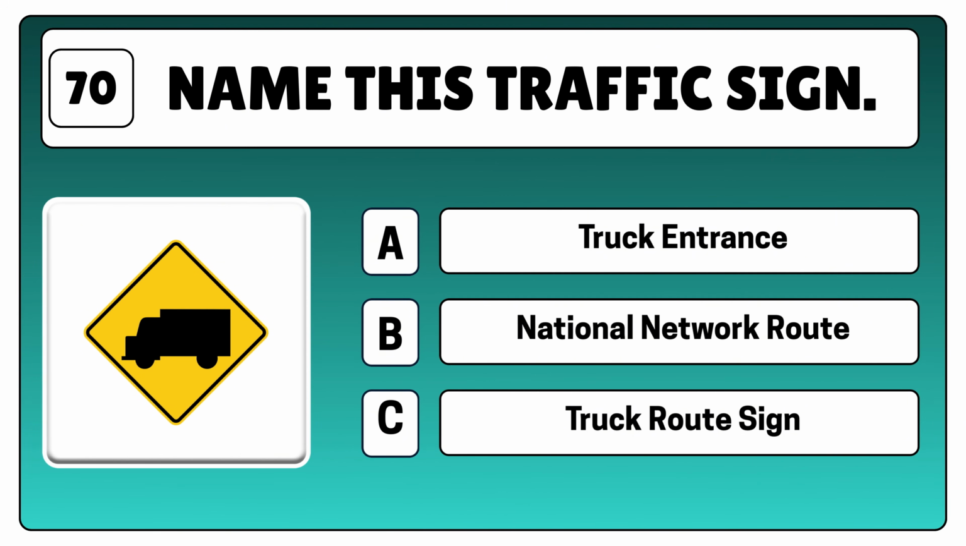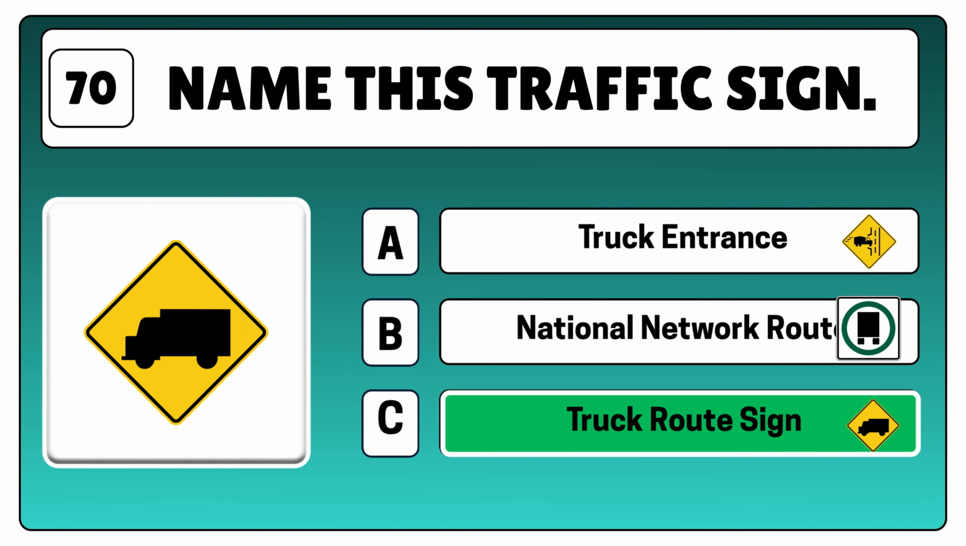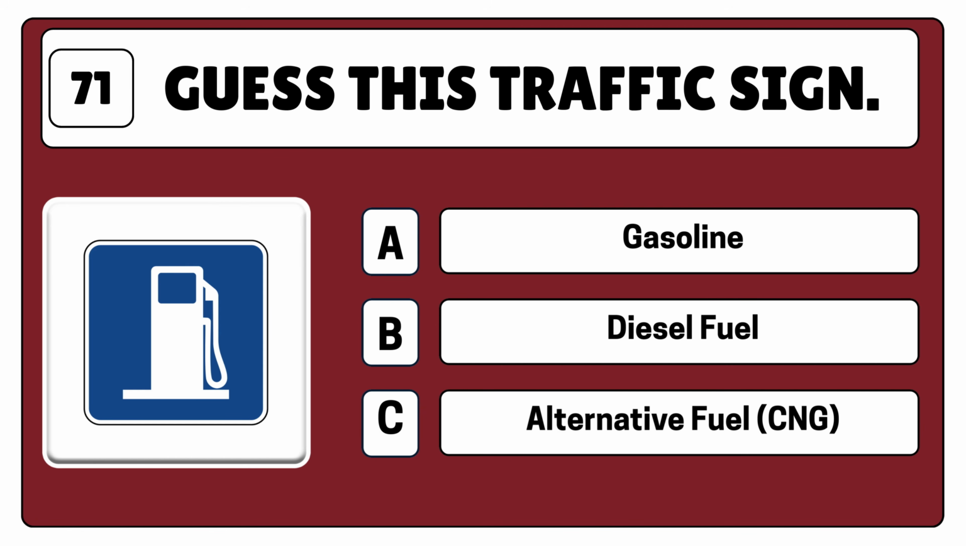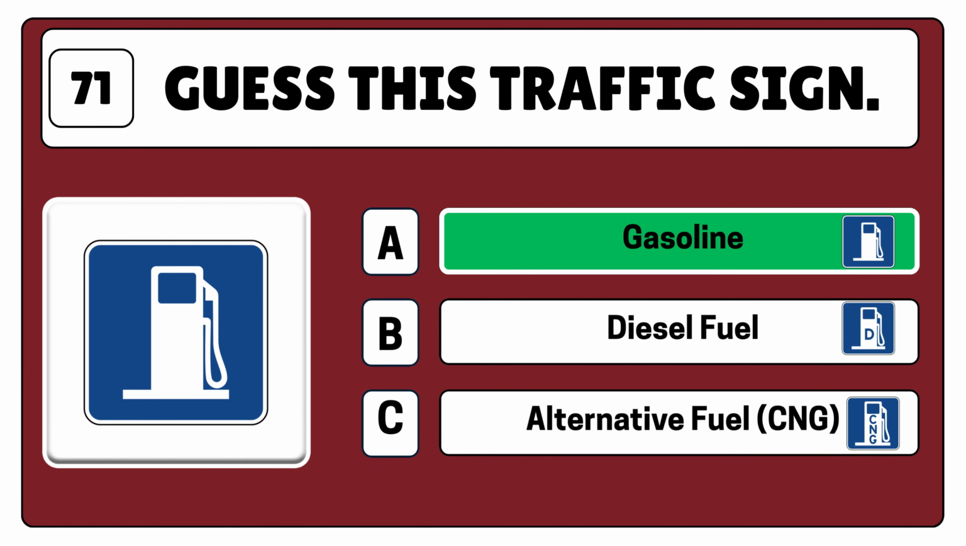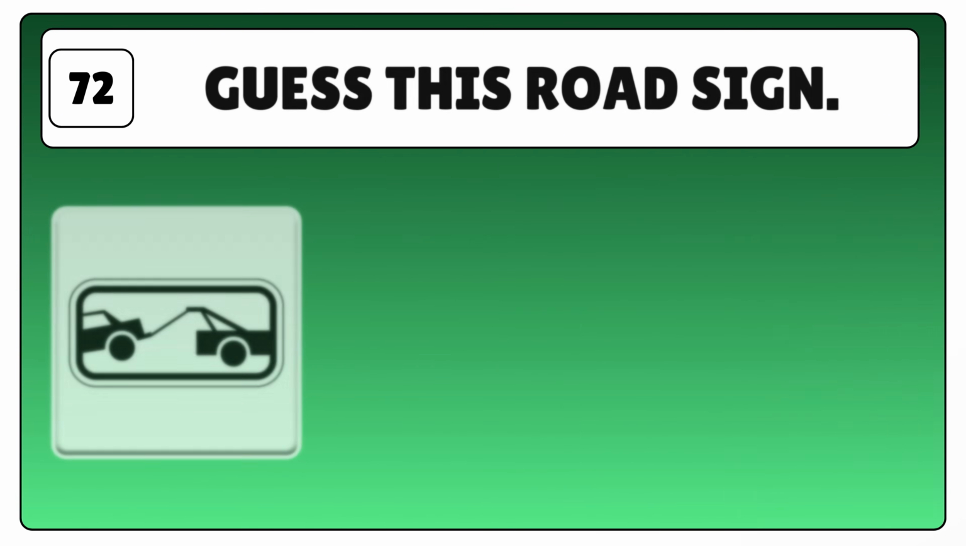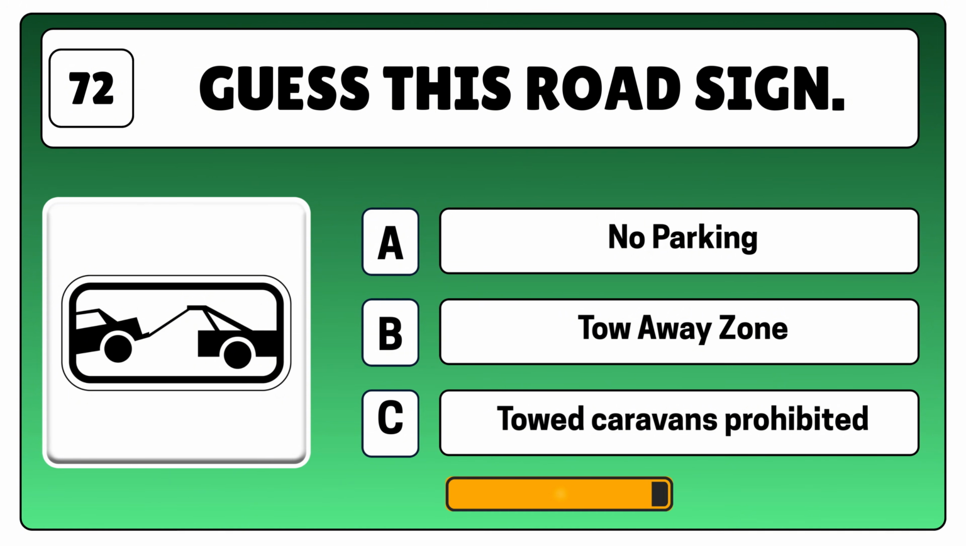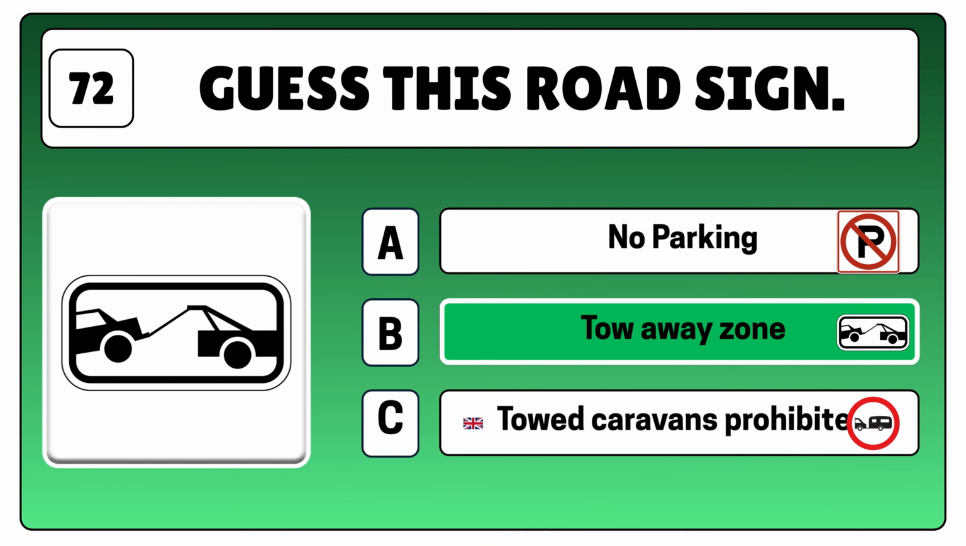Name this traffic sign. Good thinking. This is the truck route sign. Guess this traffic sign. That is correct. That is the gasoline sign. Guess this road sign. Excellent. This is the towaway zone sign.